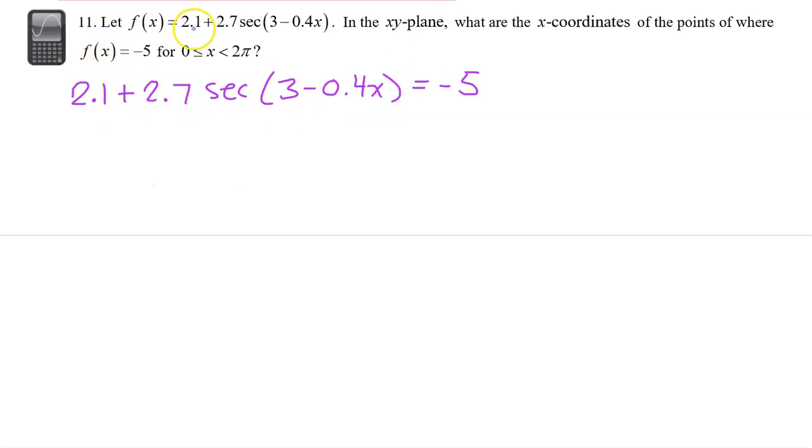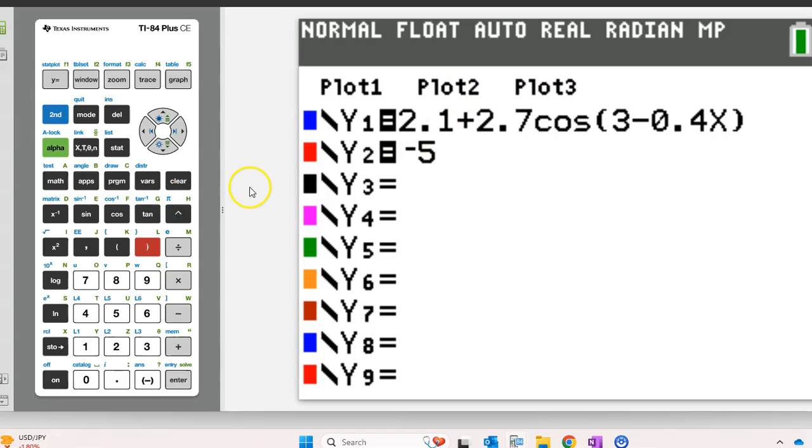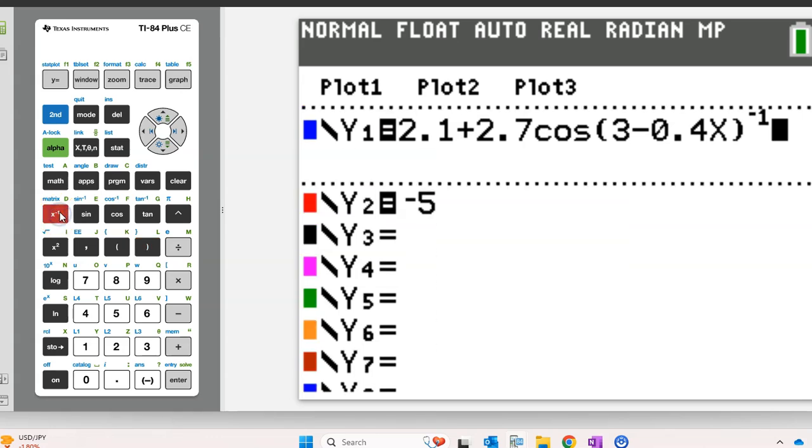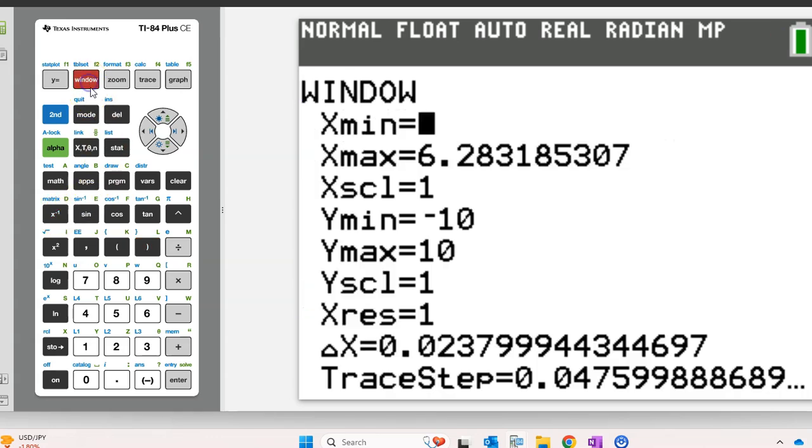For number 11, we are given this expression for f of x, and we need to find where f of x is equal to -5. So let's enter the left side of the equation as y1 and the right side as y2. Since there is no secant button, I will enter secant as 1 over cosine by typing in cosine first and then adding a -1 exponent. Looking at the window, make sure that your window has been adjusted to the interval between 0 and 2 pi. Then hit graph.